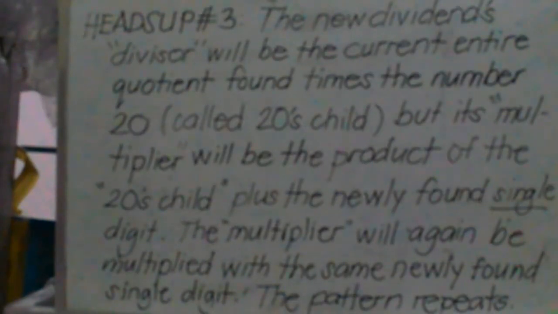Pointer number 3. The new dividend's divisor will be the current entire quotient found times the number 20. This number will be called 20's child, but its multiplier will be the product of the 20's child plus the newly found single digit. The multiplier will again be multiplied with the same newly found single digit, and then the pattern repeats.